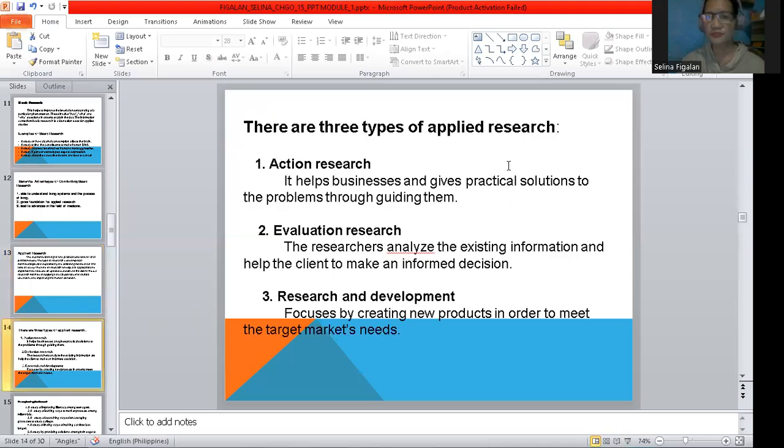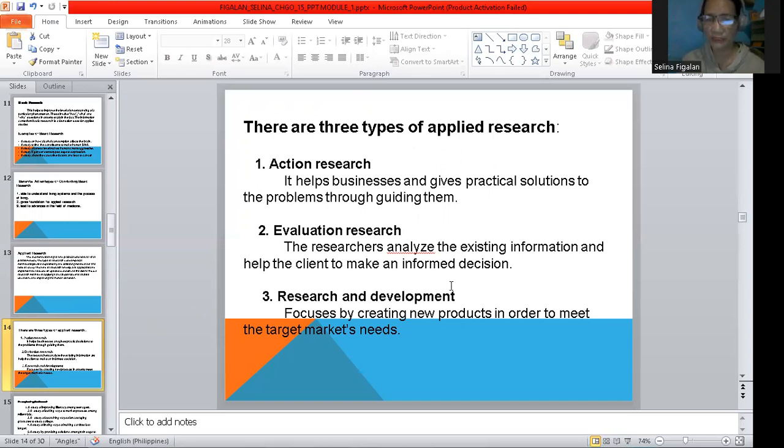Okay, there are three types of applied research. So these are your action, evaluation, research, and development. So pwede nyo i-Google Classroom or pwede kayo mag-YouTube. Okay, so nagsama-sama kasi yun yung sinasabing applied research because it helps businesses and gives practical solutions to the problems through guiding them.